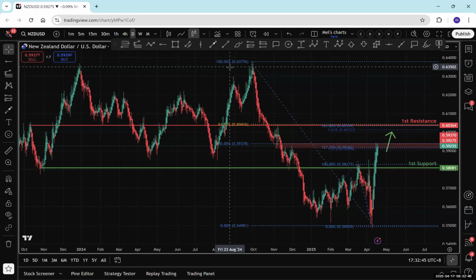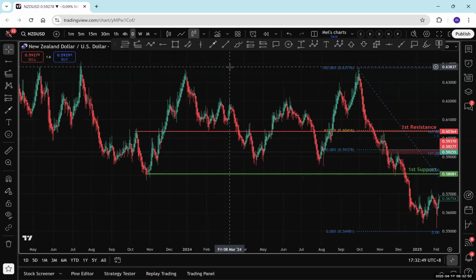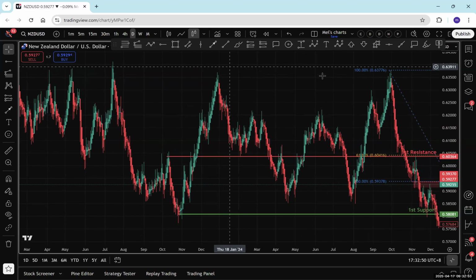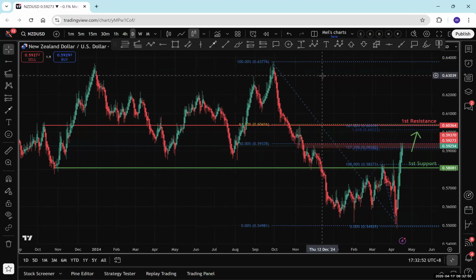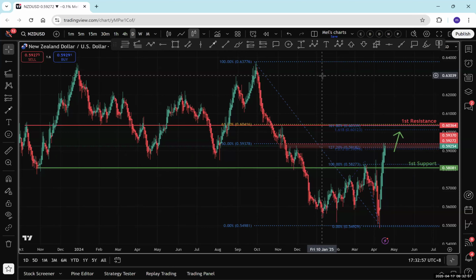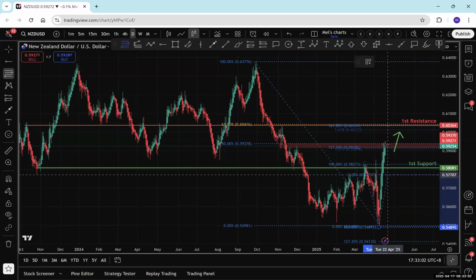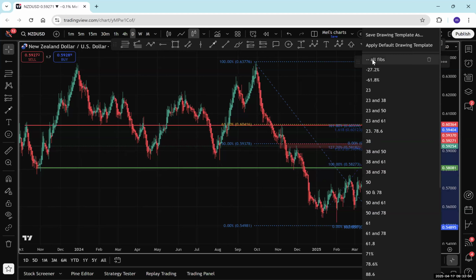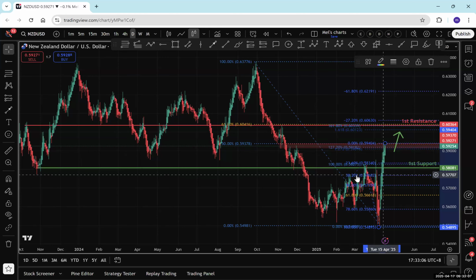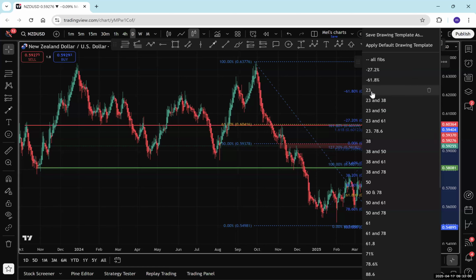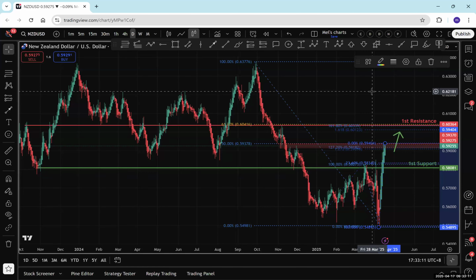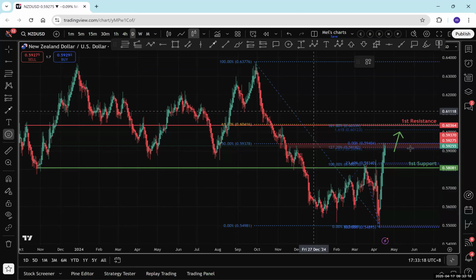Let's see if we have any other Fibonacci levels. I think that's it. Oh, I think we might have just a normal retracement here as well. Okay, and you can see the 23 lines up as well with our first support. Okay, now I'm going in with indicators again.